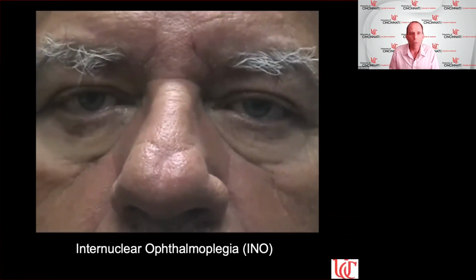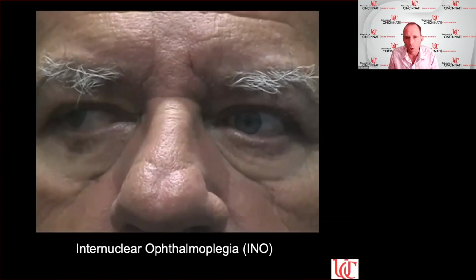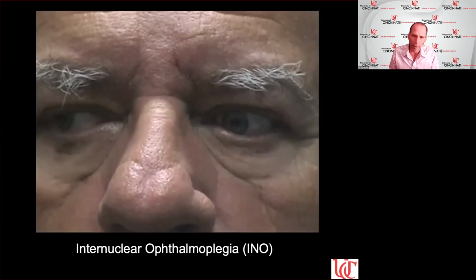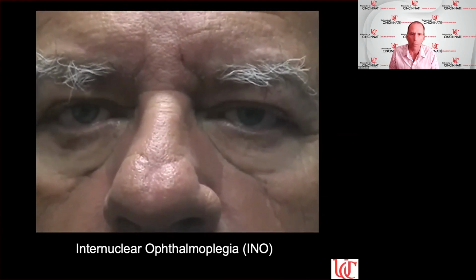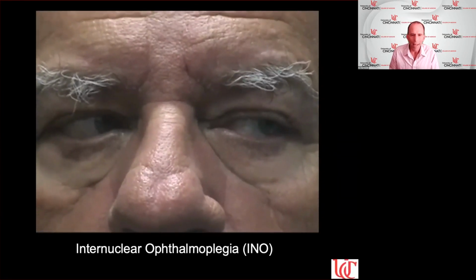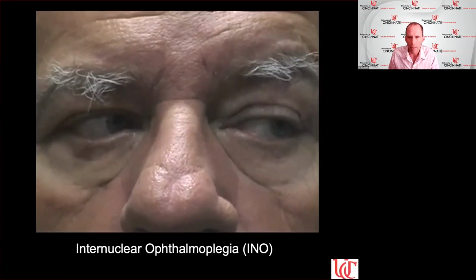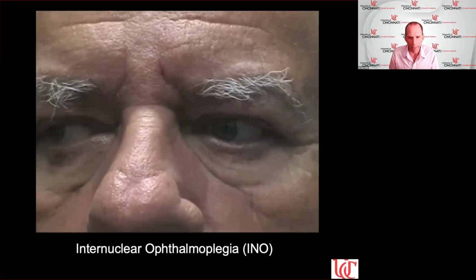Sometimes my students will say, oh, I think this person has a third nerve palsy because the eye doesn't adduct, but the elevation and depression of the eye are normal. There's no ptosis or pupil involvement. If you see an isolated adduction deficit, it's virtually always going to be an INO.